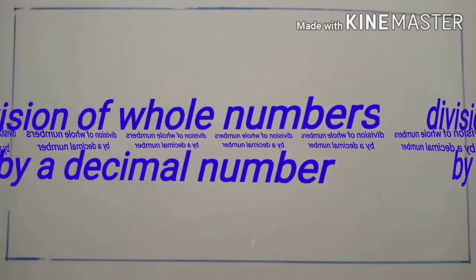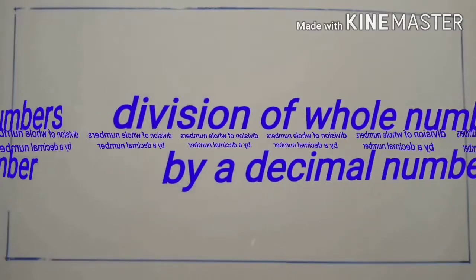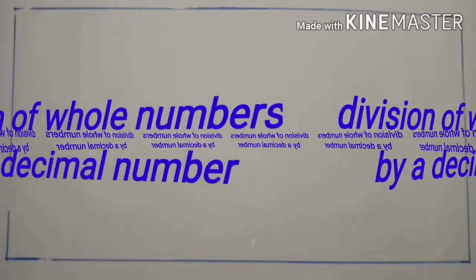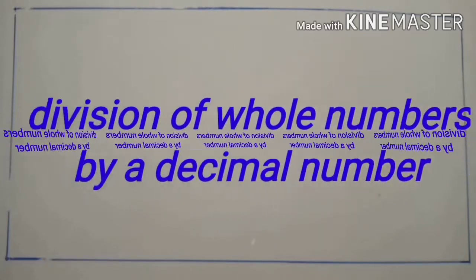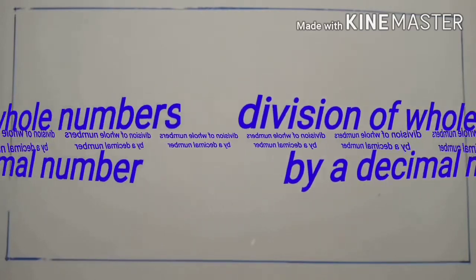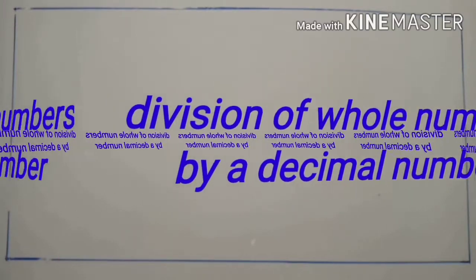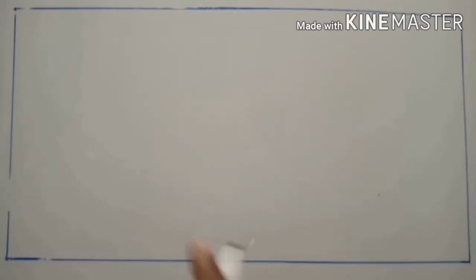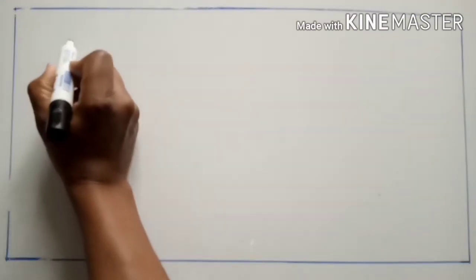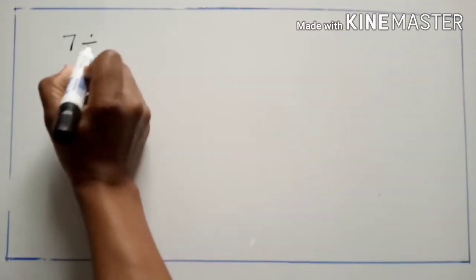In this session, you're going to work out questions on division of whole numbers by decimals. Division of whole numbers by decimals. And to get us started, we are going to start with our first example, which is 7 divided by 0.2.